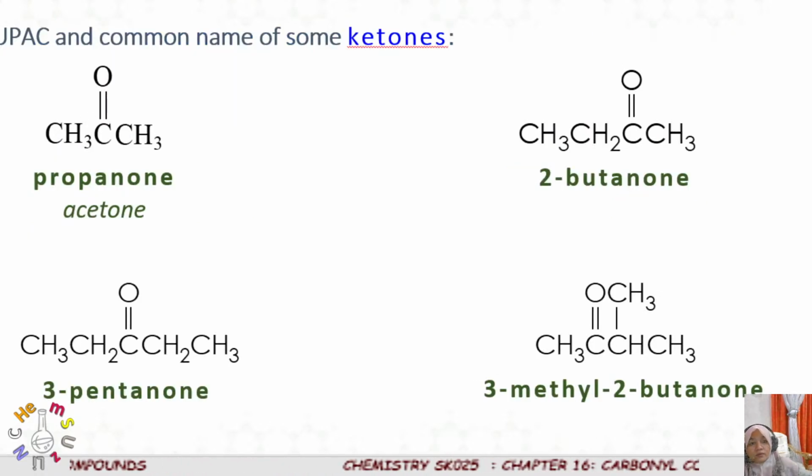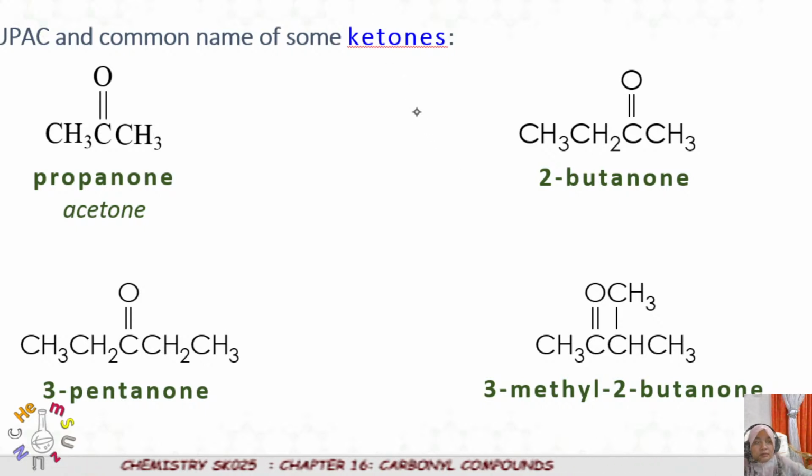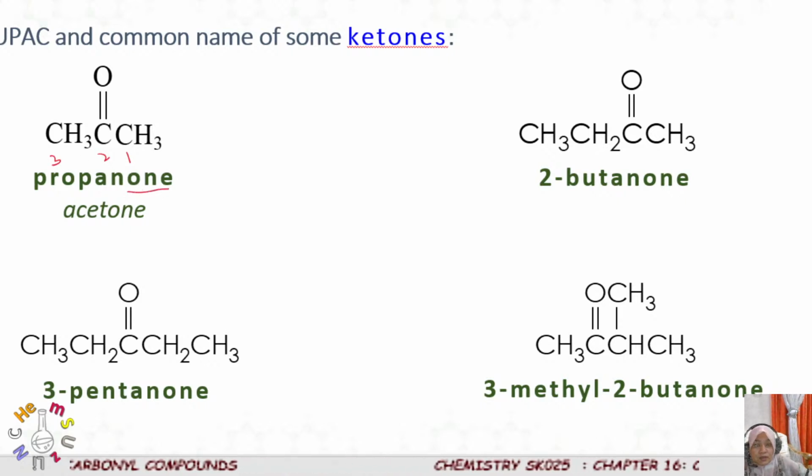Now we are going to look at how we name ketones according to IUPAC. Ketones start with 3 carbons. There is no ketone for 2 carbons. So here we have 1, 2, 3. We name it propanone. The ketone suffix is -one. The common name is acetone.